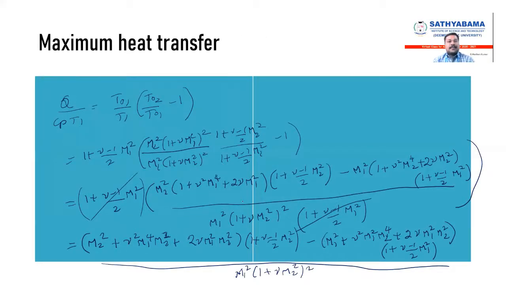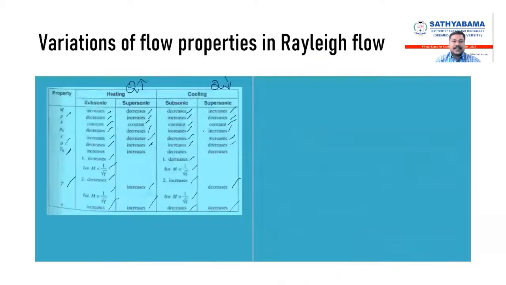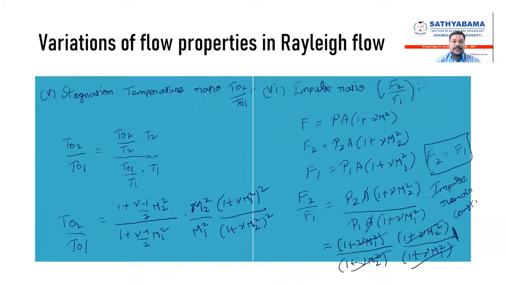I have already solved this maximum heat transfer, because today itself we have to finish the class, so I made this derivation. It is nothing but Q by Cp T1 equal to T01 by T1 times, T02 by T01 minus 1. We already have this equation, and we are now substituting the total temperature to static temperature, the T01 by T1 relation, and the T02 by T01 relation, that is the stagnation temperature ratio, which is found here.